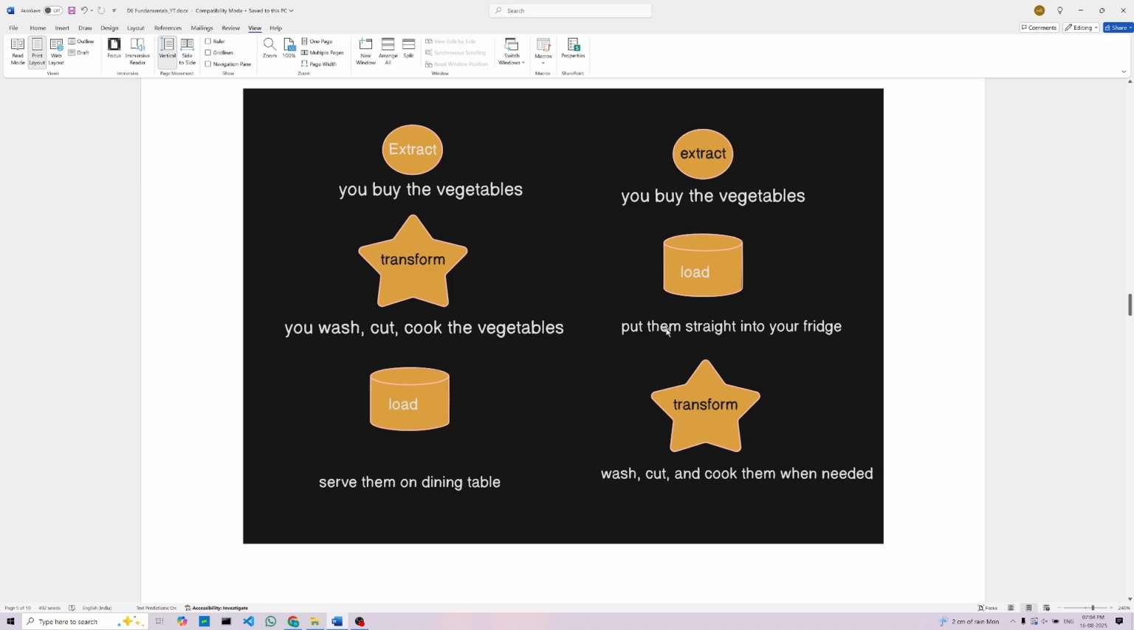But the second scenario is you will cook later. So you will do extract, you buy the vegetables, but you don't cut them right now, you don't transform them right now, you will just store them first, which is load. You will put them in the fridge or refrigerator, and then, since I want to cook later, whenever you want to cook, you can transform, wash, cut, and then cook them whenever you need. So this is ETL, this is ELT.